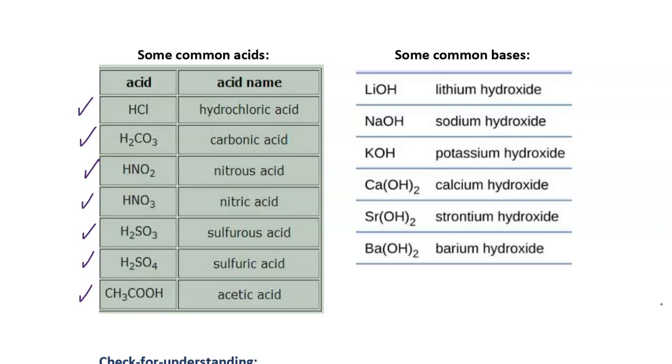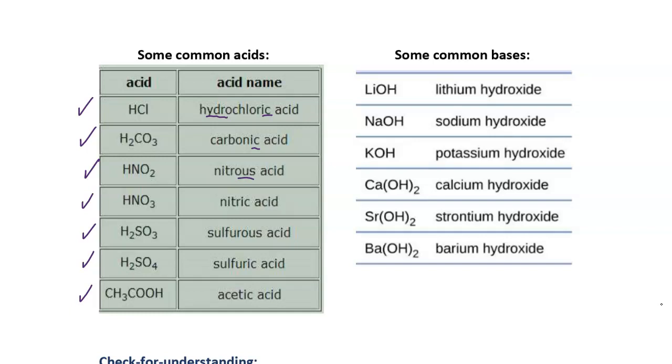You'll notice right away in the names of these different acids that all three of the acid naming rules are represented. HCl is hydrochloric acid. The H2CO3 is carbonic acid, so the acid that ends in ic. And HNO2 is nitrous acid, an acid that ends in ous.